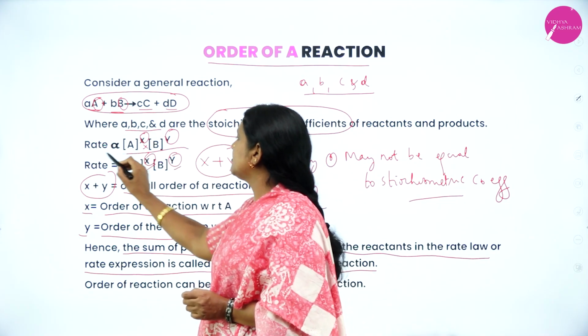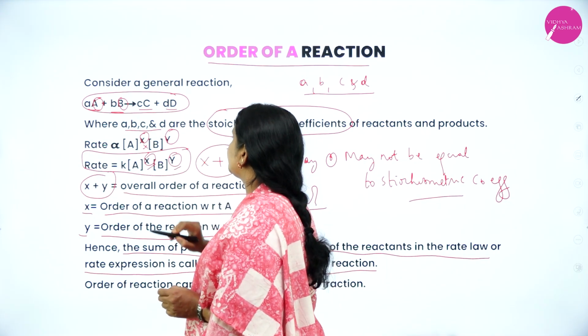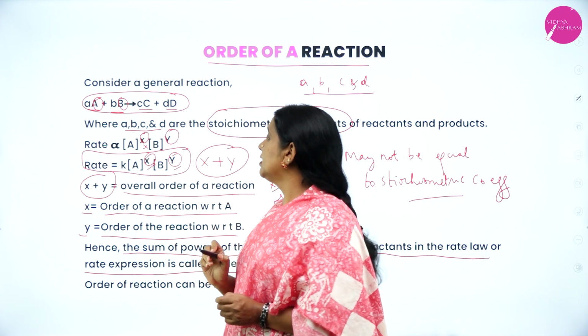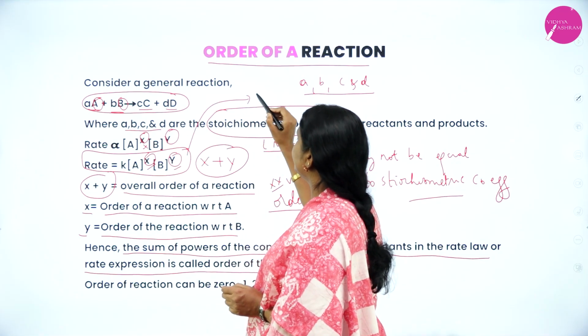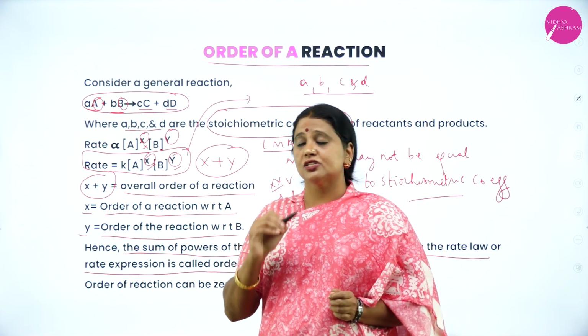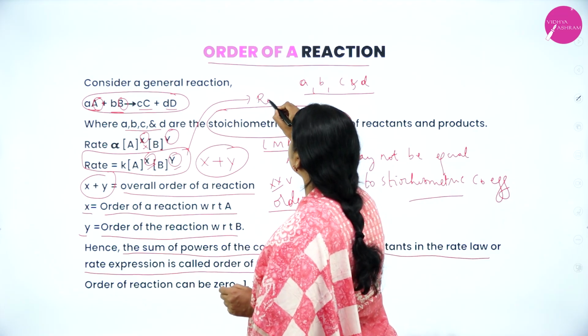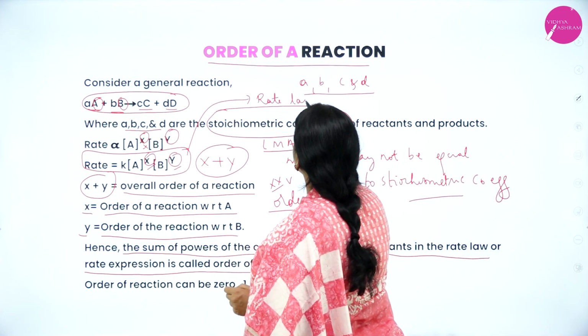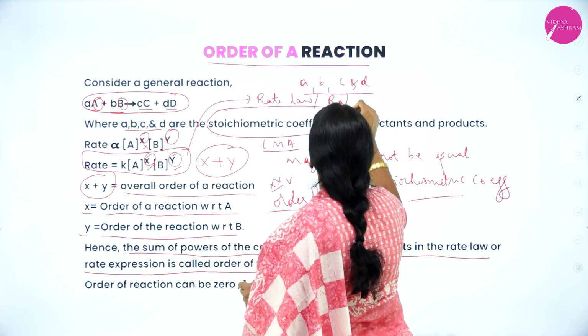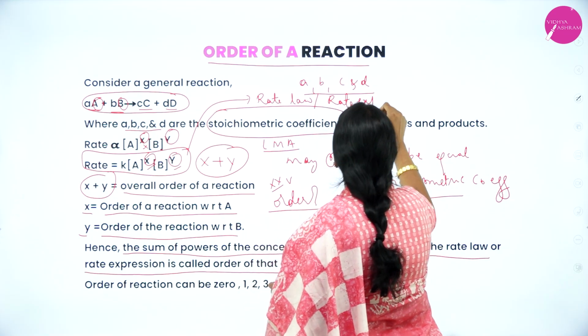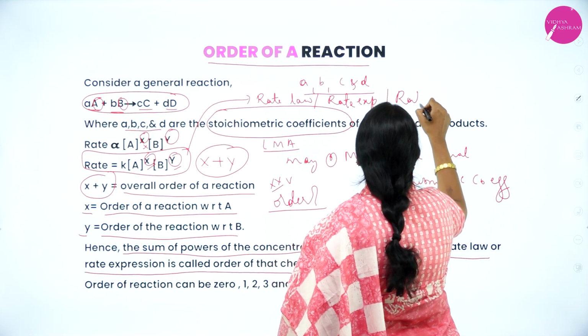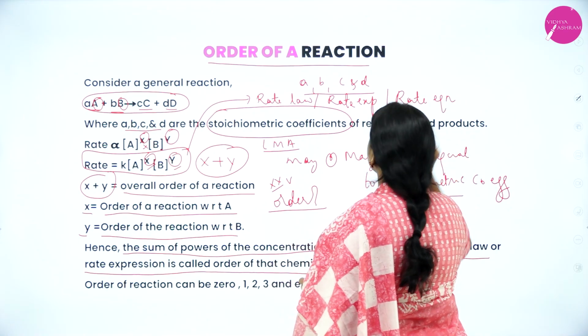Now, what is this called? It is called the rate law, rate expression or rate equation. I explained that in the previous class.